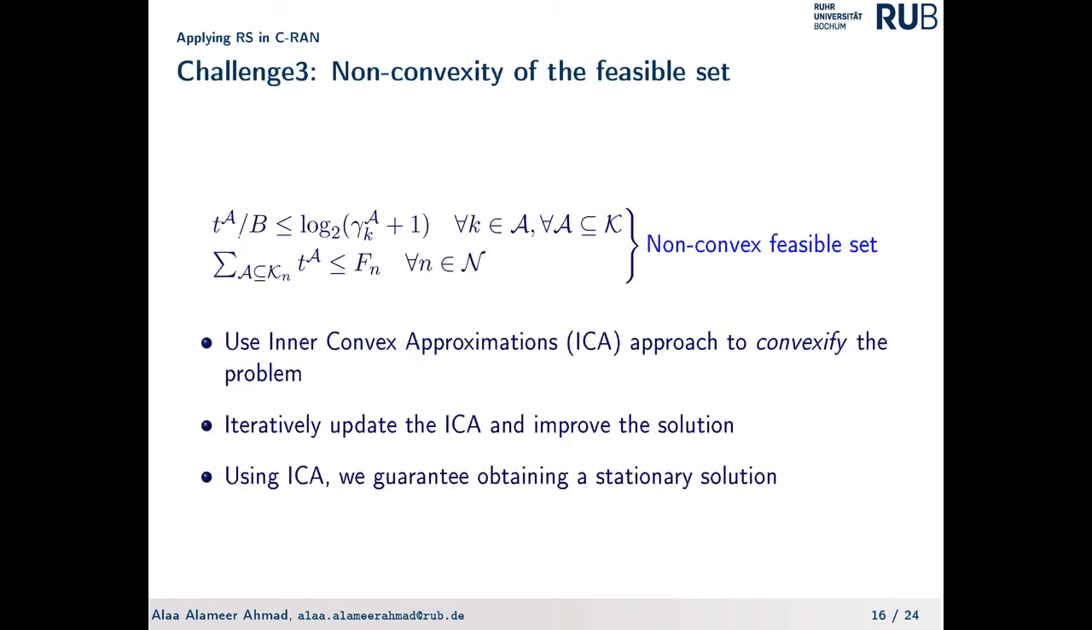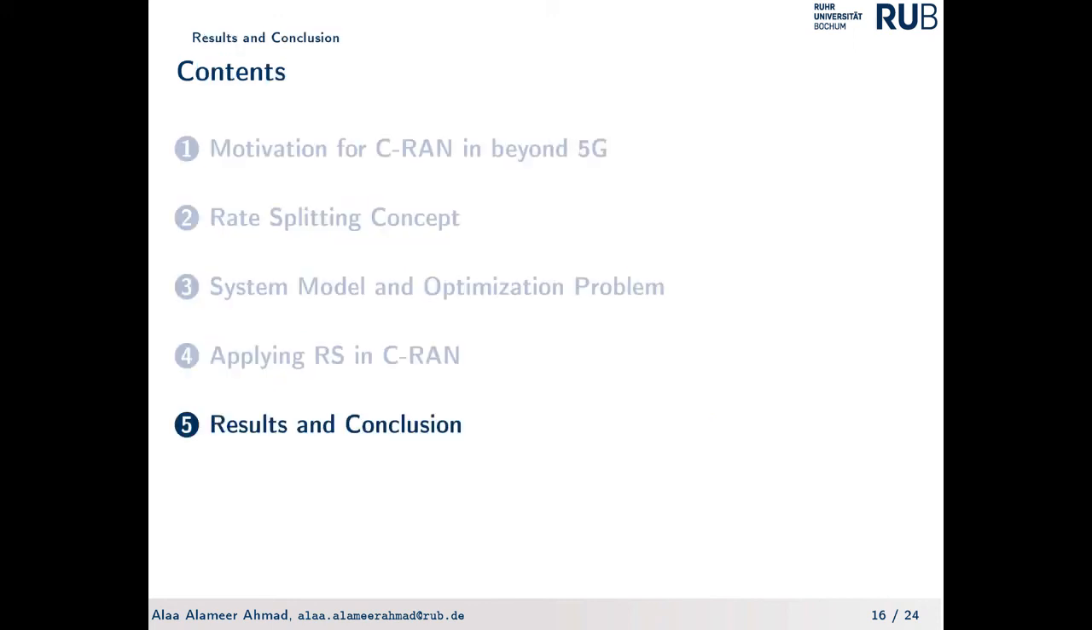The feasible set in the optimization problem is non-convex because the SINR expression is a non-convex function of the beamforming vectors. To solve this issue, we use the inner convex approximation approach, where we approximate this non-convex feasible set innerly with a convex set. We successively enhance this approximation until convergence. After discussing our solution approach, we are now ready to discuss the numerical results.